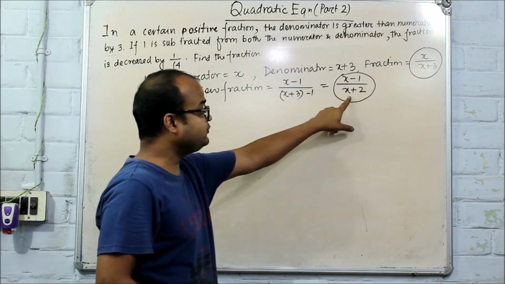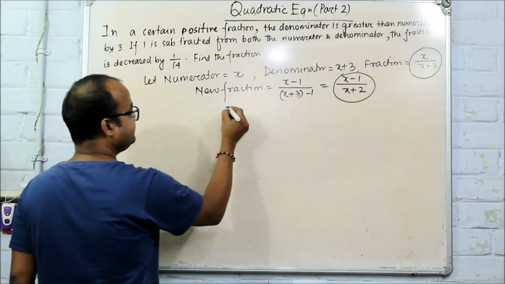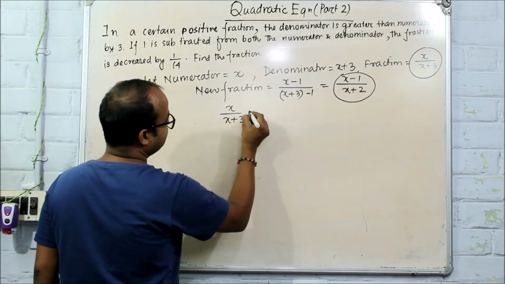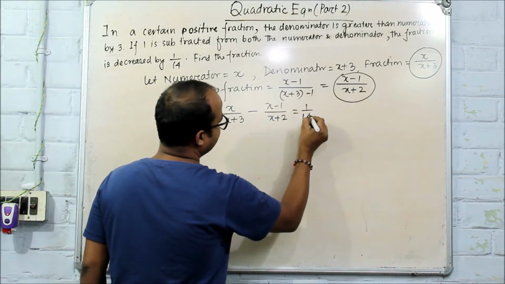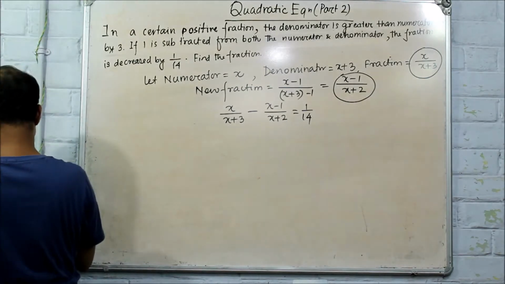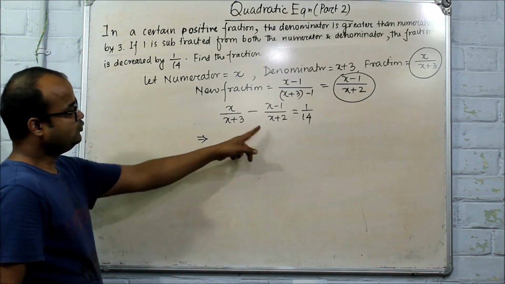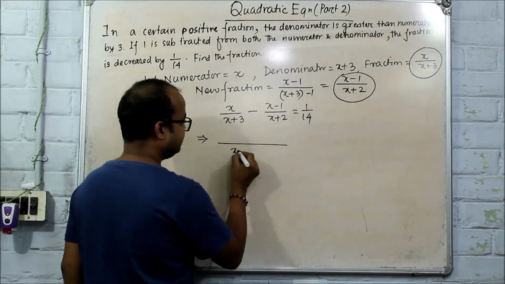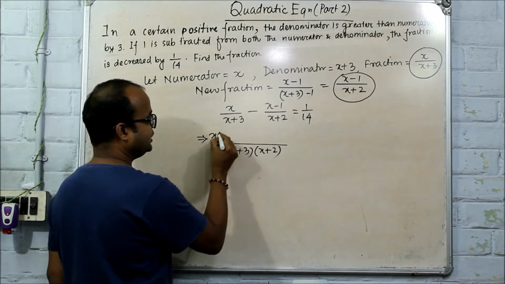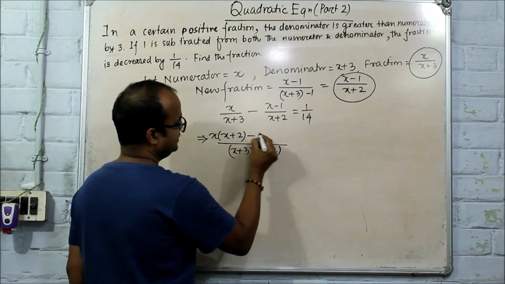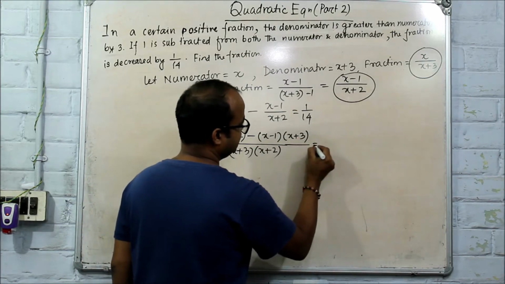Once you subtract 1 from numerator and denominator, the fraction decreased by 1 by 14. That means this fraction is bigger. So x by x plus 3 minus x minus 1 by x plus 2 is equal to 1 by 14. Clear? So now we take the LCM. The LCM is x plus 3 into x plus 2, and if you simplify the numerator you will get x into x plus 2 minus x minus 1 into x plus 3, equal to 1 by 14.